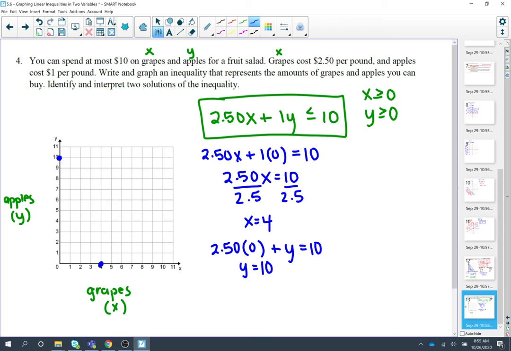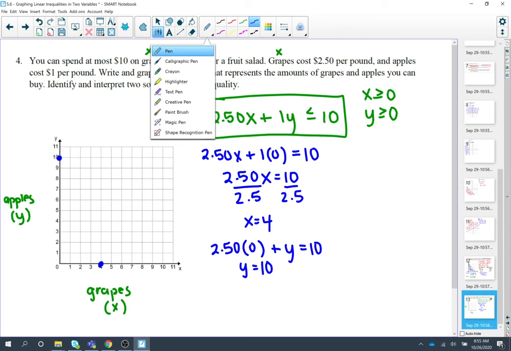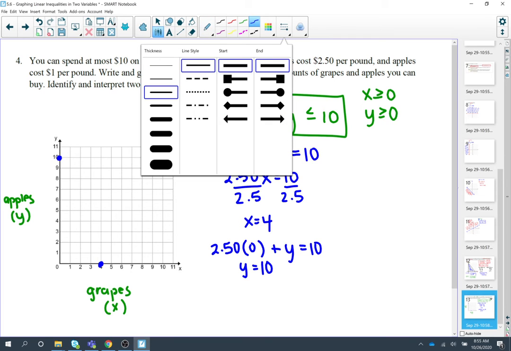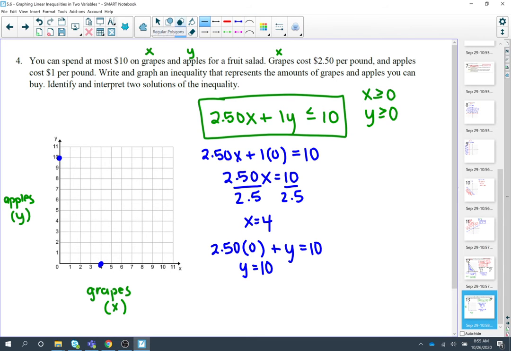Now again, keep in mind it's either dashed or solid. In this case, because it says less than or equal to, we are going to do a solid line. And then we're also going to have a line right here and a line right here because we're keeping everything positive.